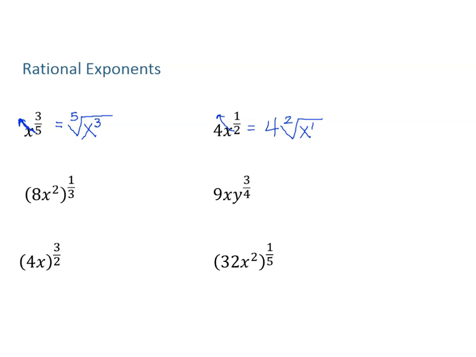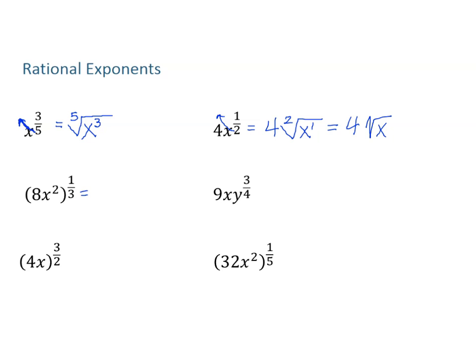Now, this is not usually how you would see it written. Normally, we would just see it written like this. Right? Because when there's no number in the index, that means it's implied that it's a 2. And when there's no exponent inside, that means it's implied that it's a 1.